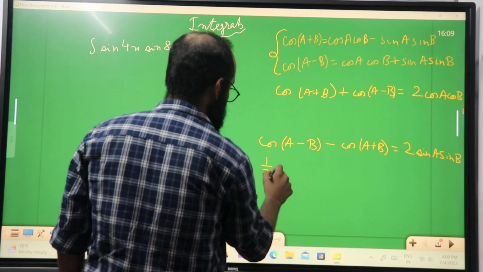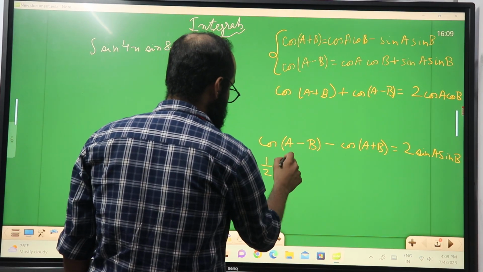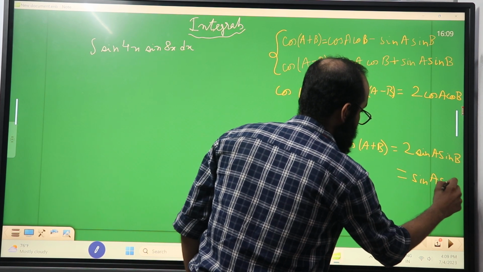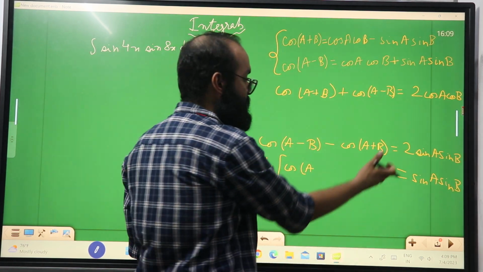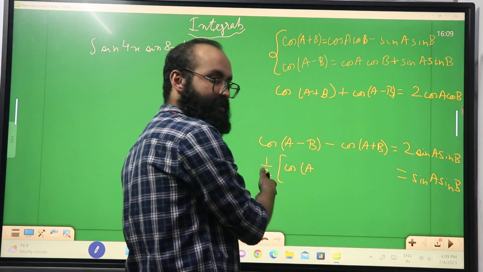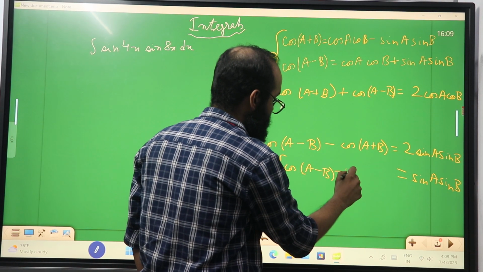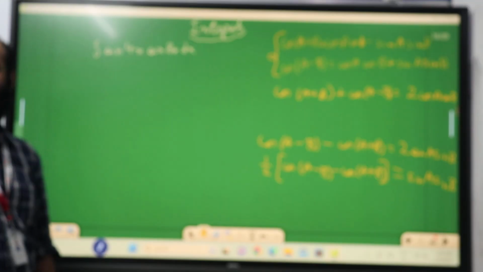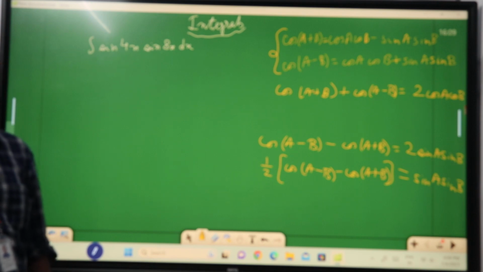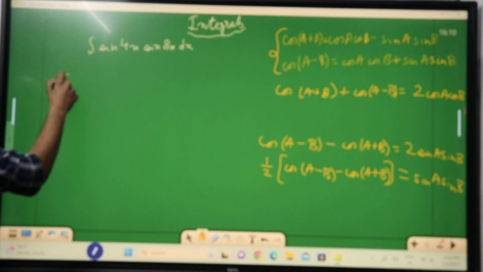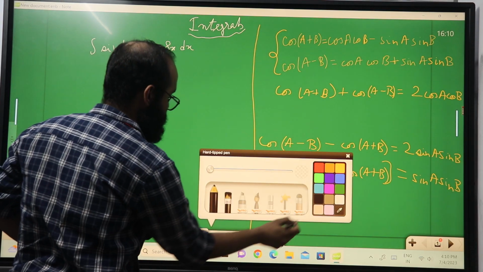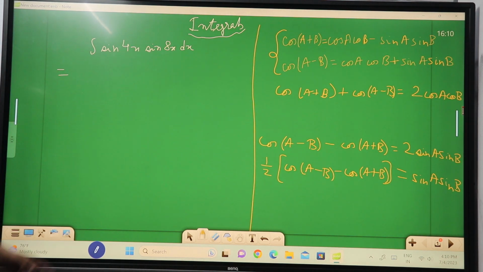What can you write? Half of what will be sin A into sin B? 2 will come this side now. Half of cos A minus B minus cos A plus B, isn't it? Do you agree? Yes or no? So what can I write sin A sin B as? Sin A sin B would be half of cos A minus B minus cos A plus B.